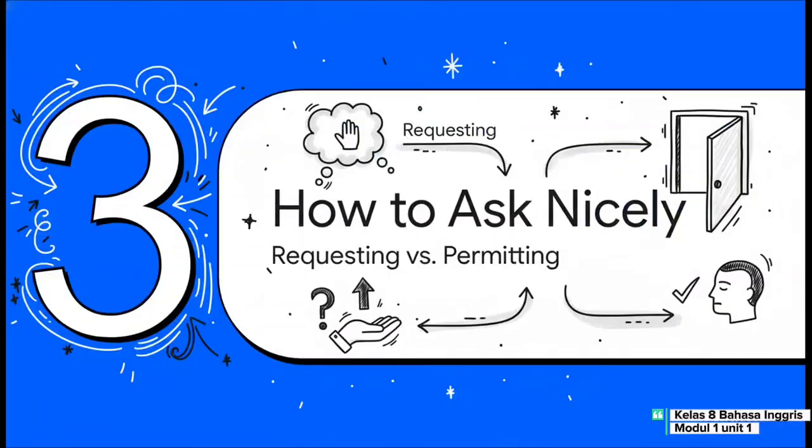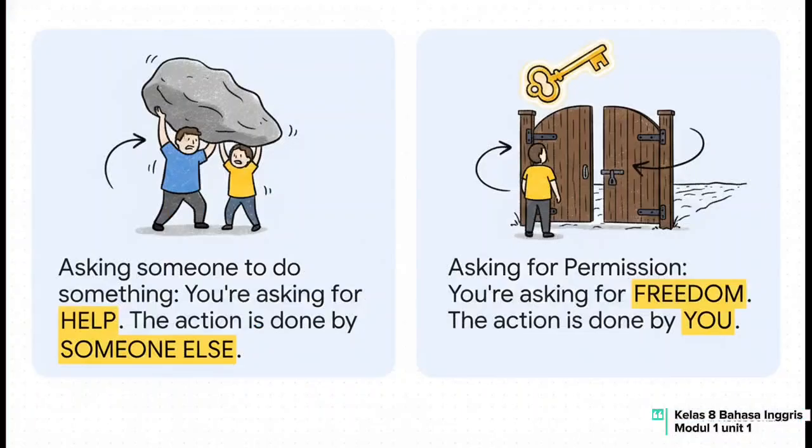But of course, life isn't all commands and prohibitions, right? A lot of the time, we need a little more nuance, a little more politeness. And this brings us to the art of asking. And as we're about to see, there are two very different ways we ask for things. And this just nails the core difference. On one hand, you ask someone else to do something for you. Basically, you're asking for help. But on the other hand, you ask for permission to do an action yourself. You're asking for freedom.